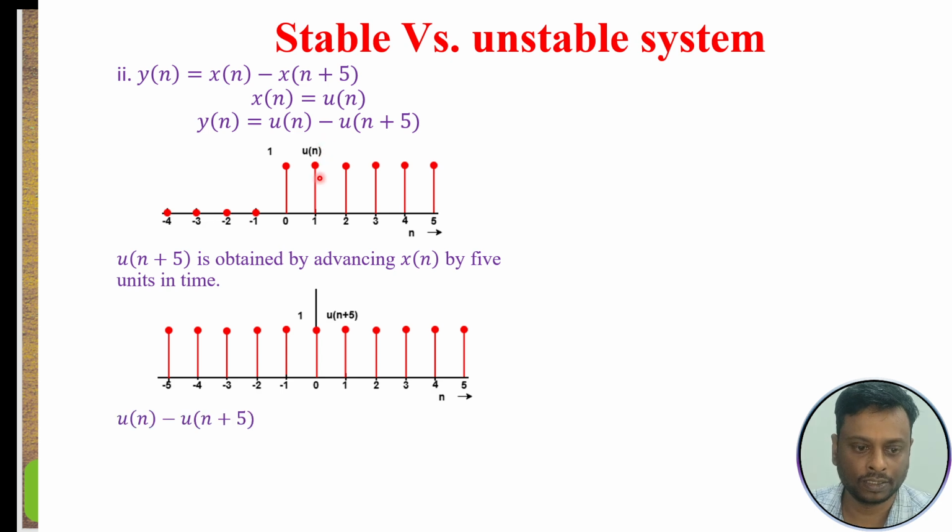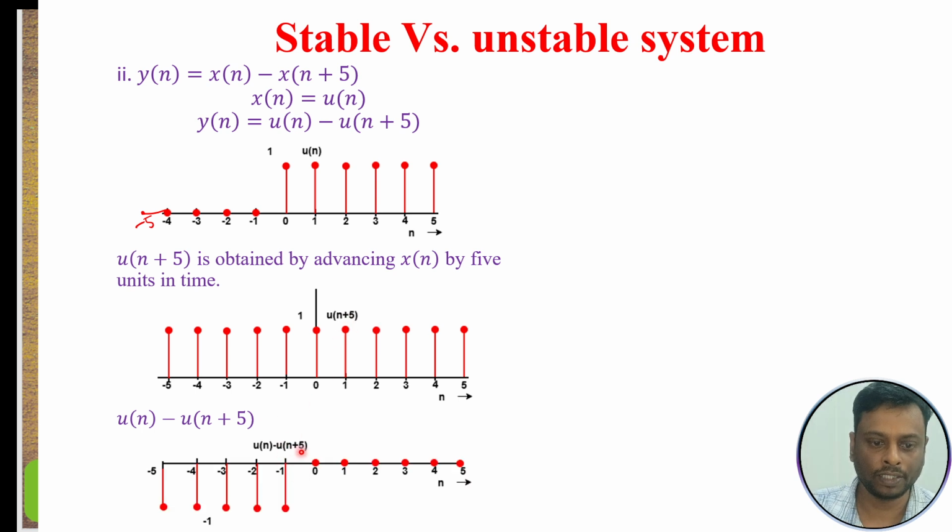Let us check this. At minus 5, the amplitude of u of n is 0, and in this case the amplitude is 1, so 0 minus 1 is minus 1. Similarly at minus 4, the amplitude is 0 in one signal and 1 in the other, so 0 minus 1 is minus 1. Up to minus 1, it will be minus 1. Then at 0, it will be 1 minus 1, which is 0. So this is your u of n minus u of n plus 5.